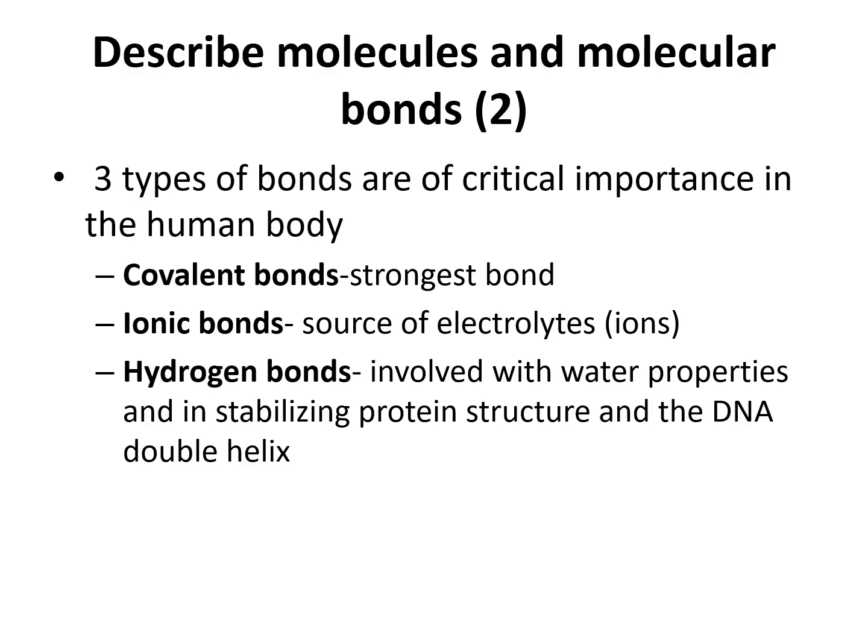So there are three types of bonds in review. Covalent bonds are the strongest bond. That is a test question, by the way. Ionic bonds provide us with electrolytes, as I explained before. And hydrogen bonds are involved in a couple of different things.